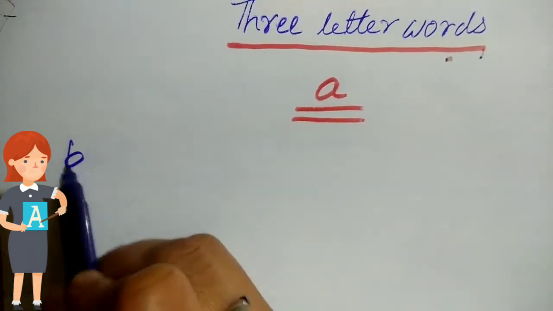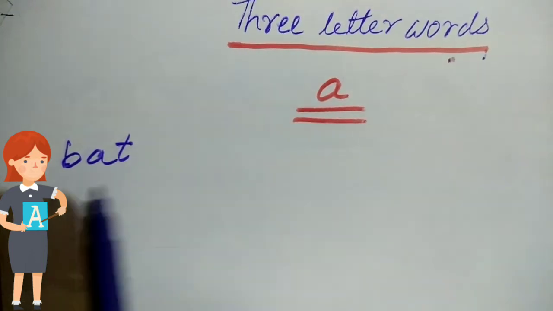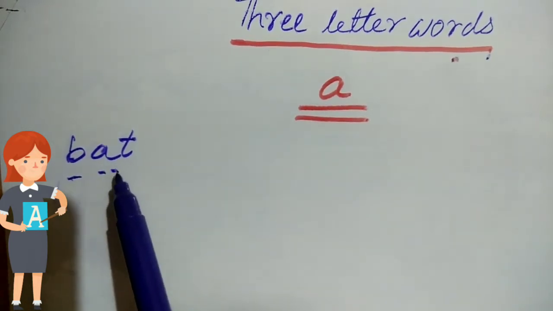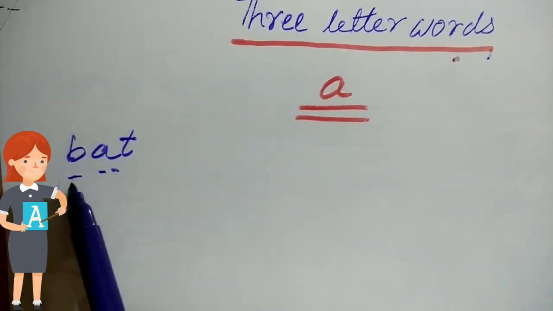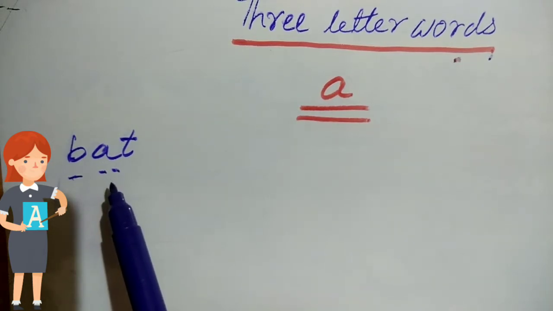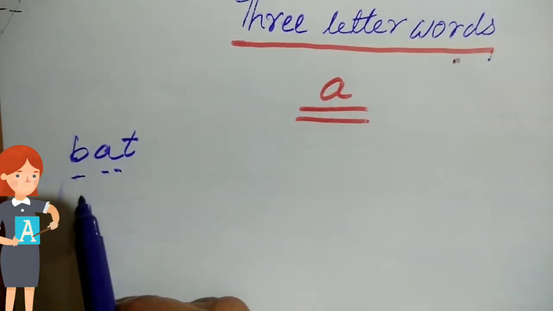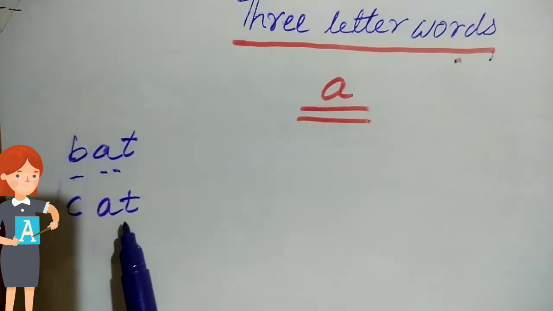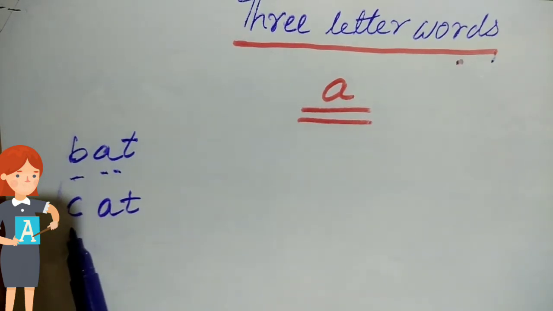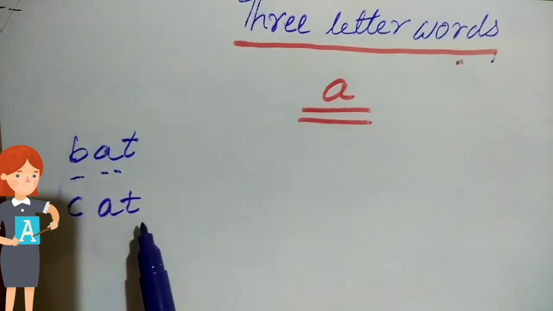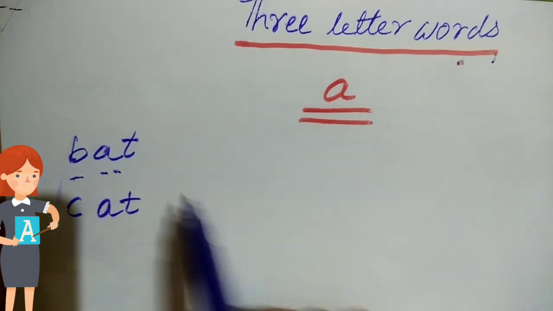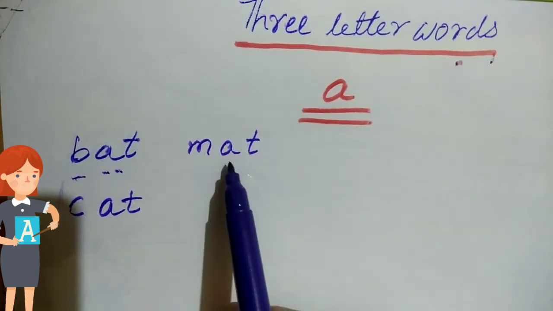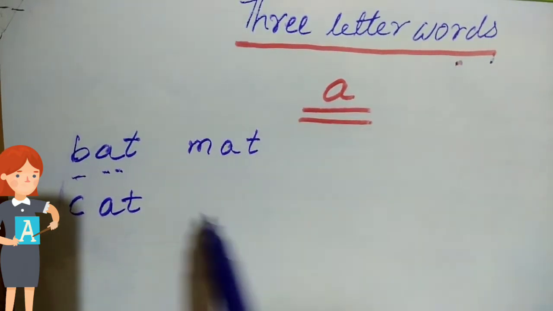That is B, A, T. The sound of this three-letter word is B, A, T, bat. Now, next is C, A, T. Cat. C, A, T, cat. Now the next is M, A, T. M, A, T, mat.